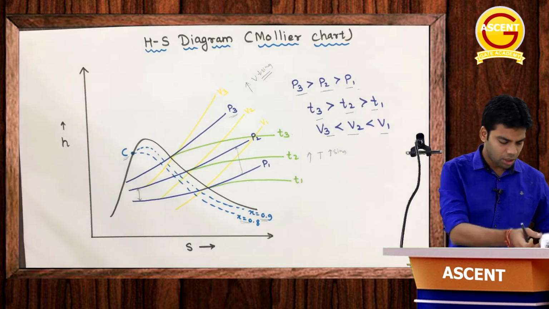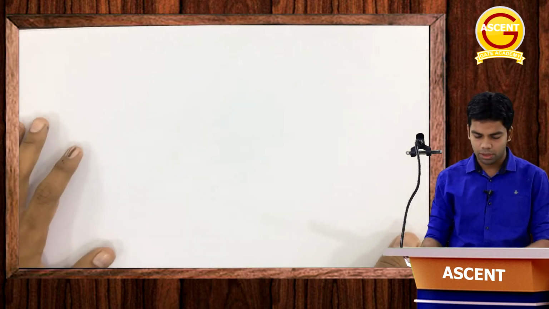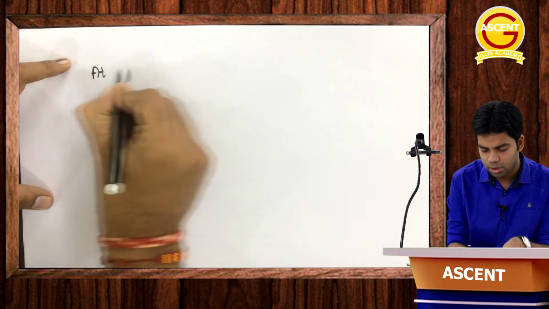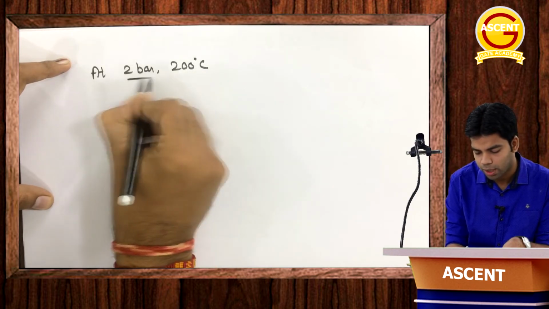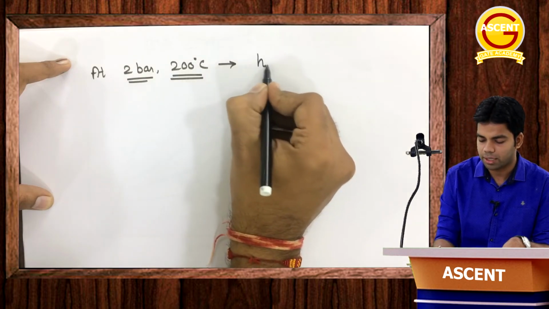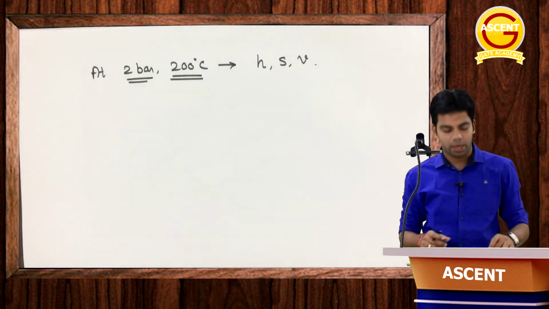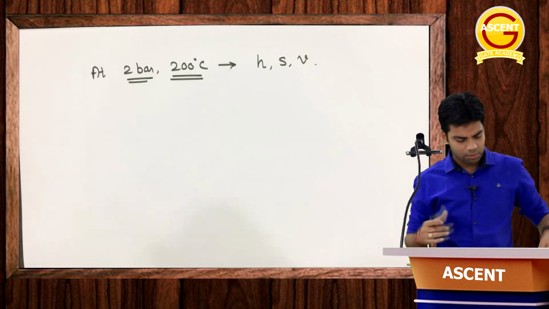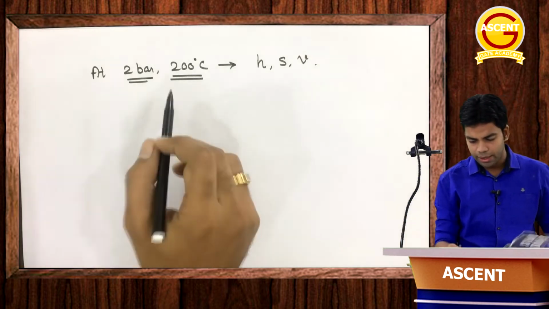Now the steam table. Let's suppose I want to determine the properties. Just understand this very carefully. Let's suppose I want to determine different properties at 2 bar and 200 degree centigrade. That means I want to determine enthalpy, entropy, specific volume and so on at 2 bar and 200 degree centigrade. You might know this from your university studies, but still I will tell you.